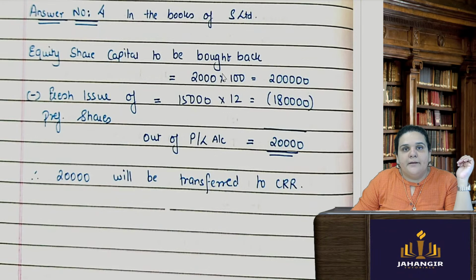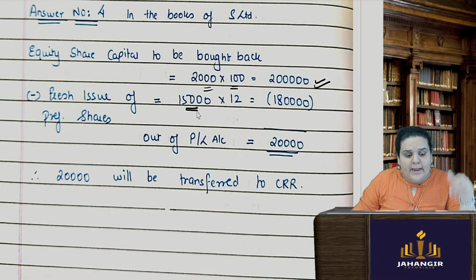Now equity share capital to be bought back: 2000 shares of rupees 100 each. Amount to be bought back from the fresh issue: I am going to do a fresh issue of 15,000 shares at 12 rupees.